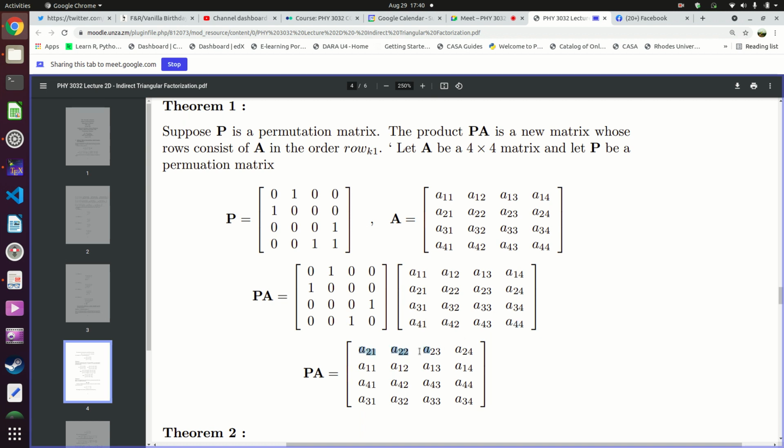So what you notice here is the following. If you look at what you have here, you've moved what was your second row, and it's now your first row. What was the second row in A, in your P times A, it now becomes the first row. Are we clear?